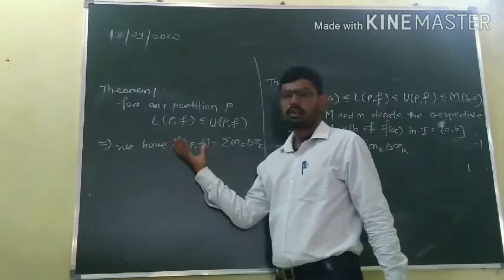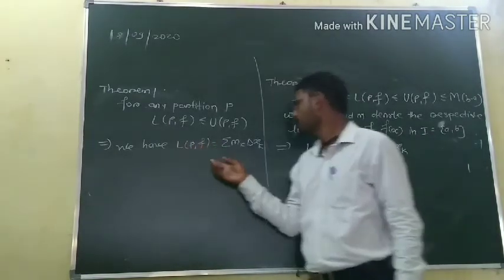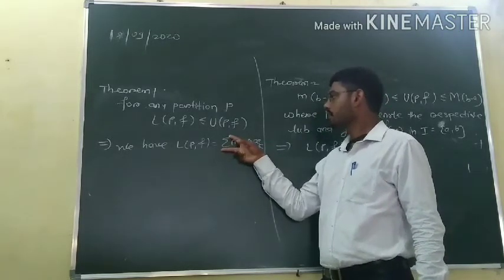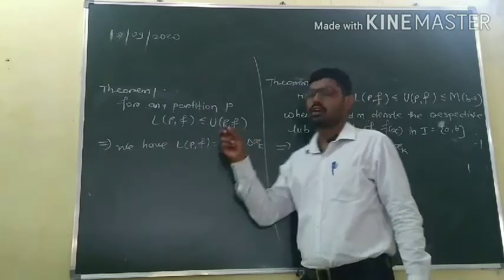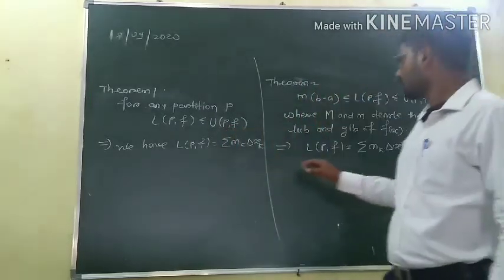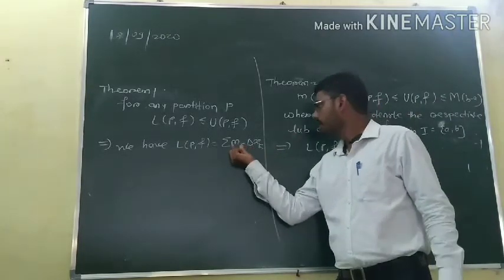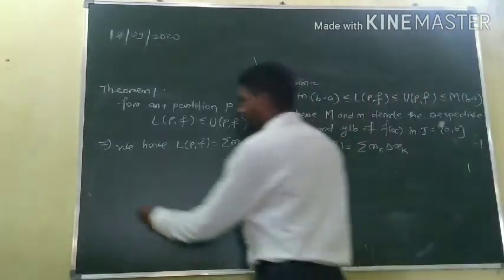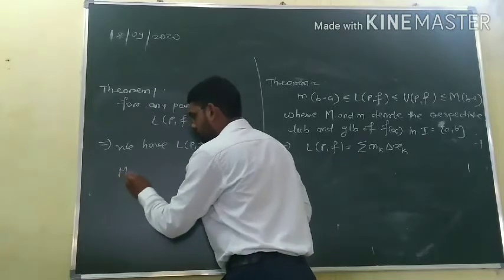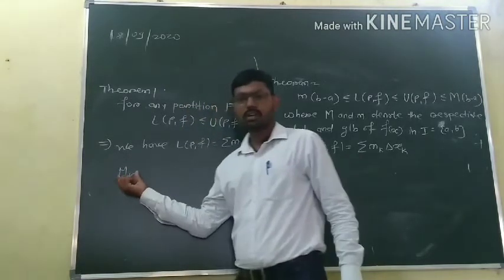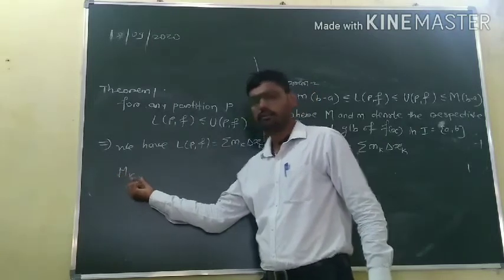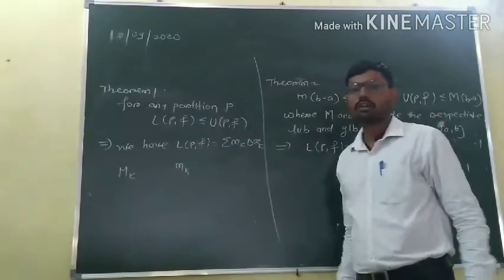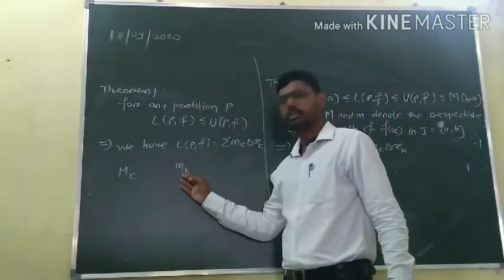So we have the formula of the lower sum. It is equal to the sum of m_k delta x_k, where k varies from 1 to n, where n is the total number of subintervals. Okay. So summation m_k delta x_k, where this small m_k is the greatest lower bound of the function. Okay. So we know that this capital M_k is the least upper bound of the function in the kth interval, and small m_k is the lower bound or greatest lower bound of the function in the kth subinterval.